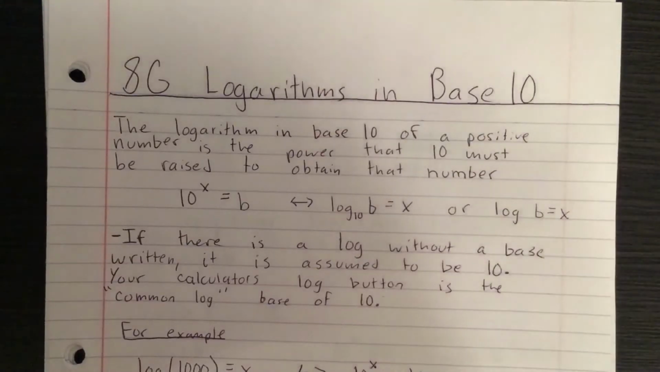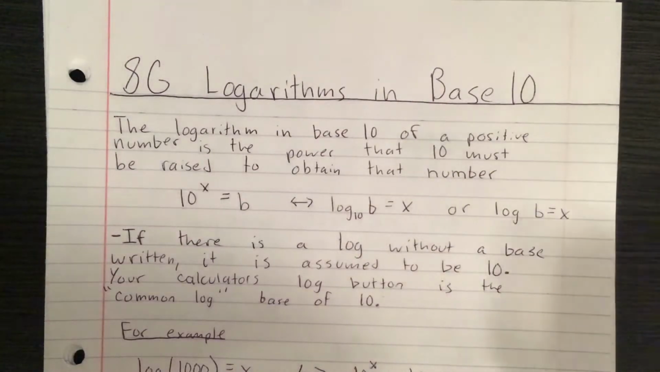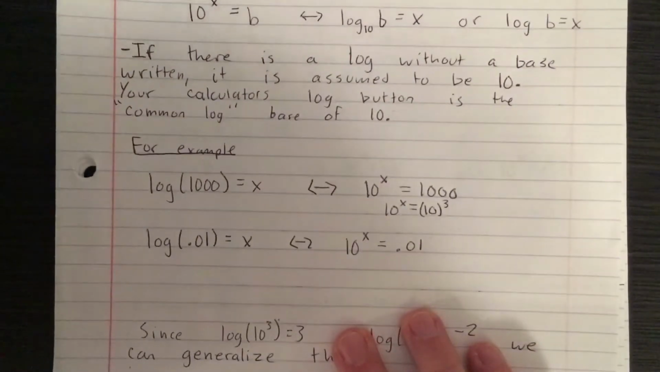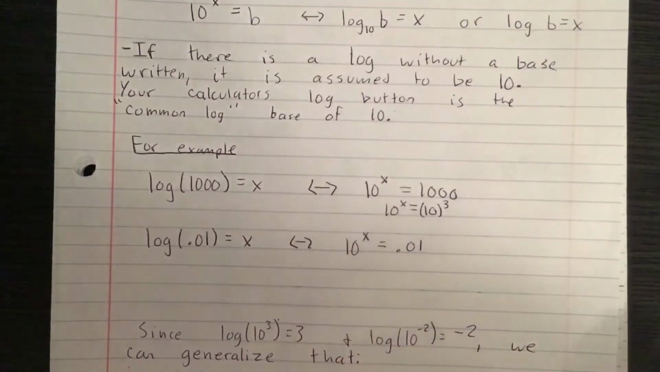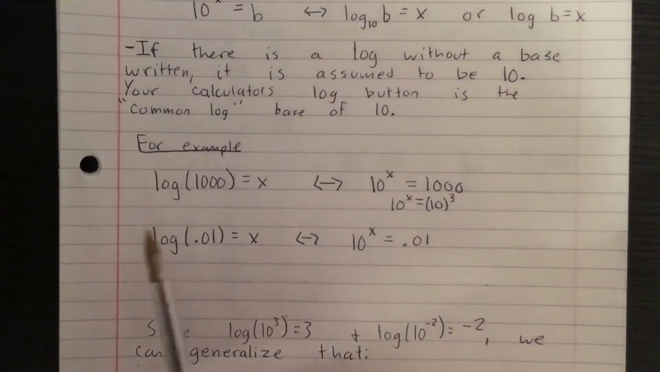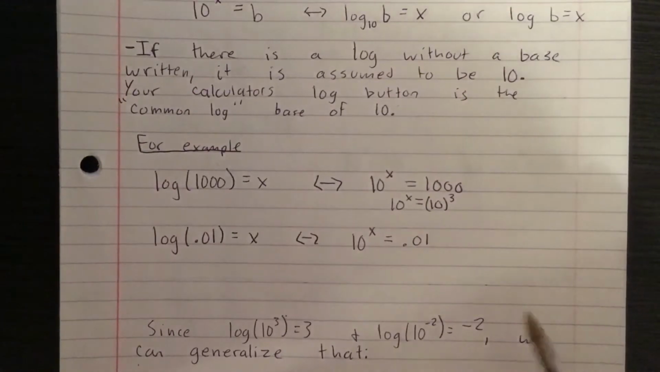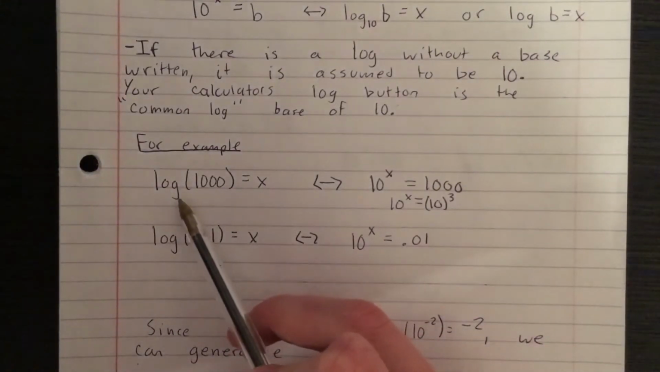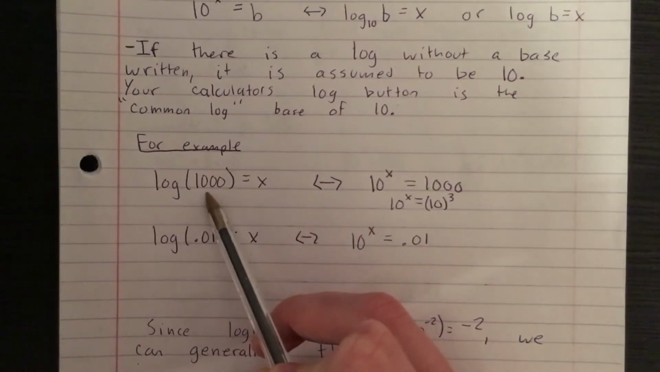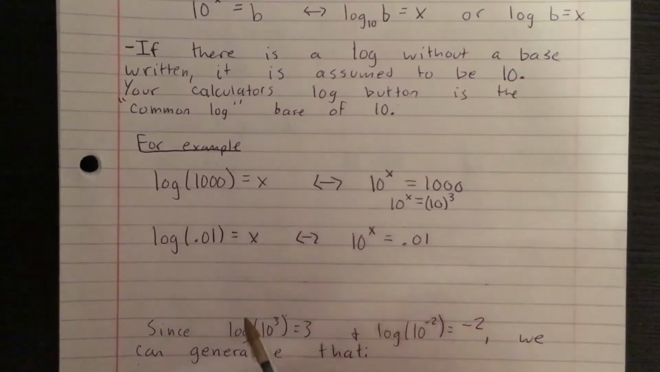Anything written at all, you need to remember that's assumed to be 10. So looking at a couple of these, we can evaluate these things either by using a calculator or by using some basic exponents. For example, if we were going to try and evaluate the common log of 1,000, we're trying to figure out what value that is.